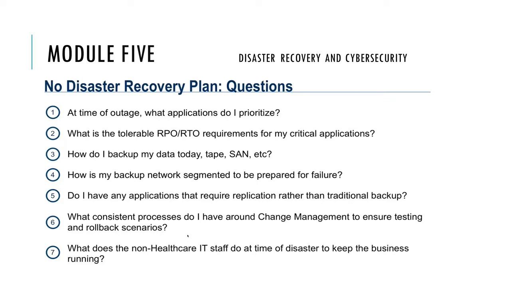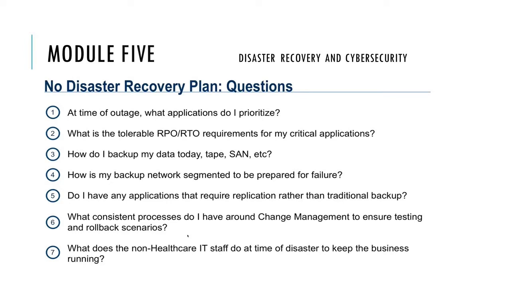Is the backup network segmented to be prepared for failure? One of the things that we don't want to have is something that has a single point of failure. If there is a single point of failure, then that means at that point of failure, nothing works. So redundancy is going to be key, and segmentation to make sure that that doesn't happen. Again, do the applications require replication rather than just backup? Do we have to actually replicate the application itself? We could save the data, but if we don't have the application because it was corrupted, are we able to use that data?